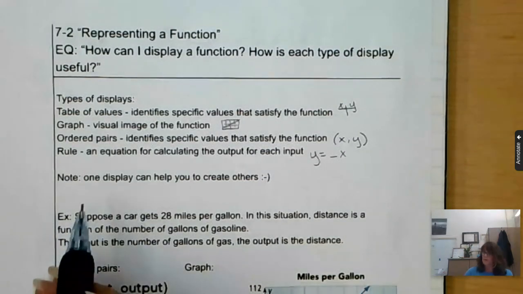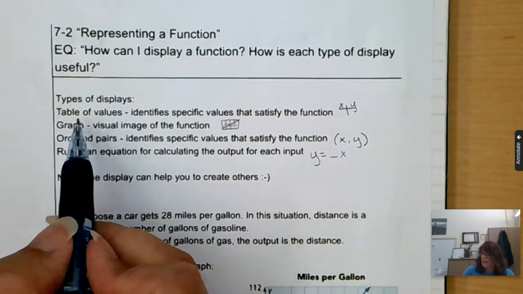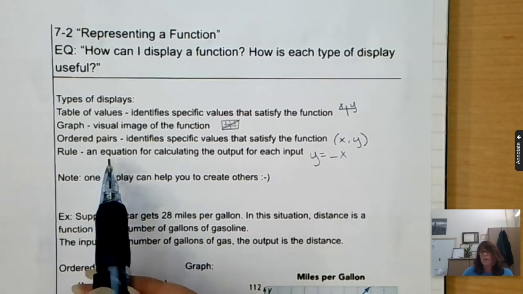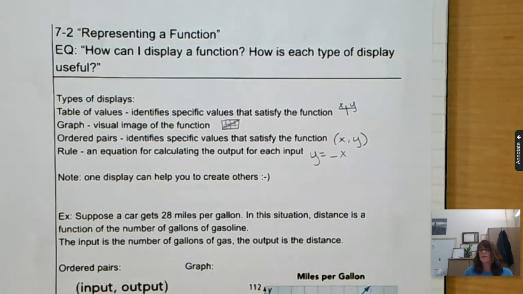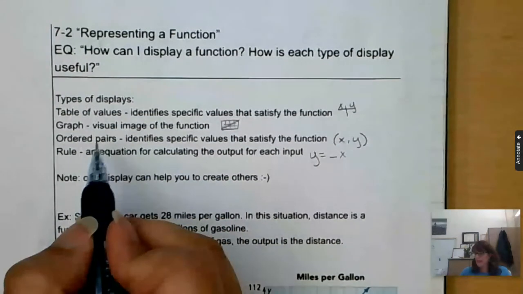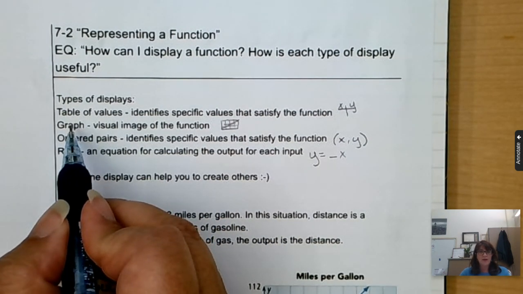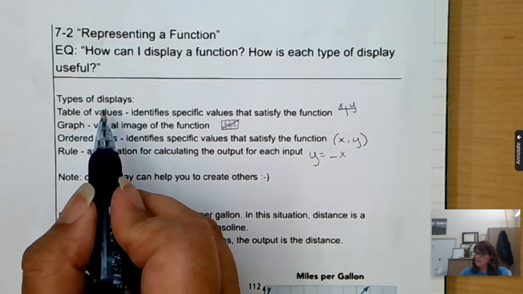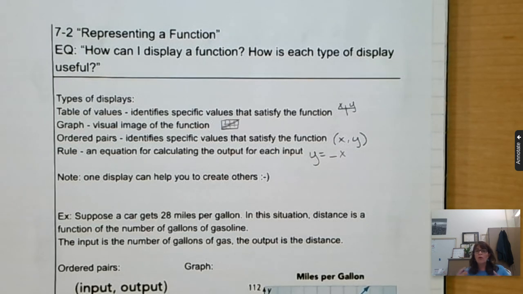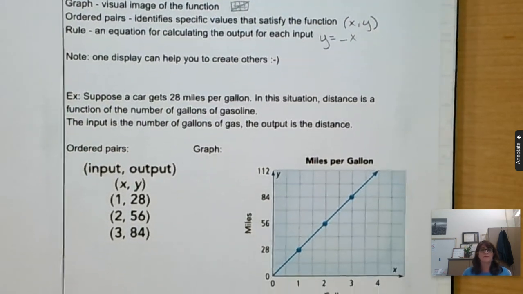Now there are 4 main kinds of displays we're going to look at. If I give you one, you can often make at least one of the others. Some of them are more helpful for creating different kinds than others. I like ordered pairs for then creating a graph, but I can use a table of values to create ordered pairs. So they all work together. And that's where this example comes in.